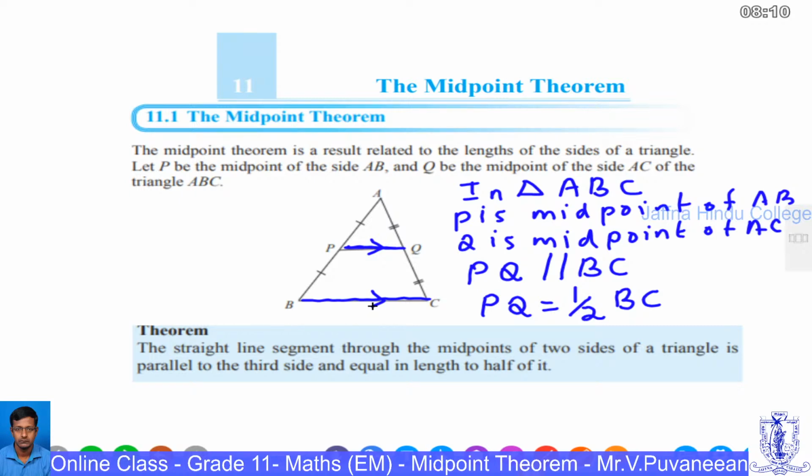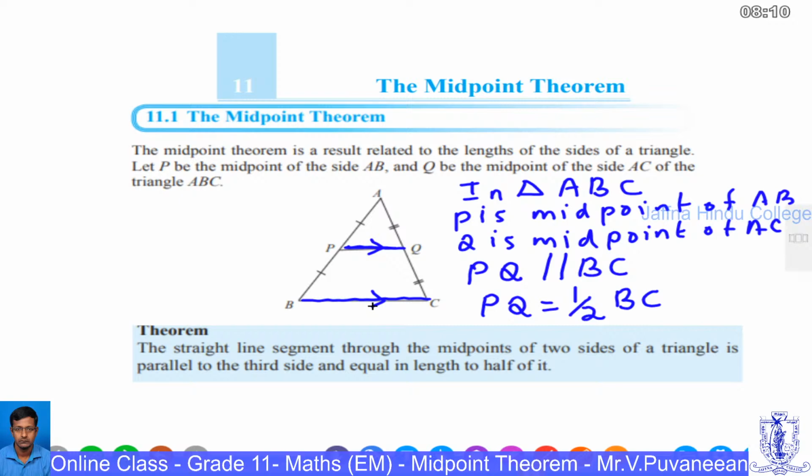Theorem: the straight line segment through the midpoints of two sides of a triangle is parallel to the third side and equal in length to half of the third side. Okay, this is the midpoint theorem. Shortly, we can say the line joining the midpoints of two sides of a triangle is parallel to the third side and half of the length of the third side.